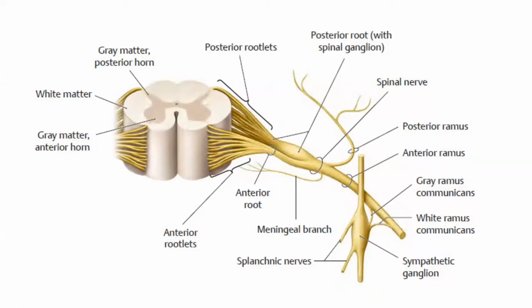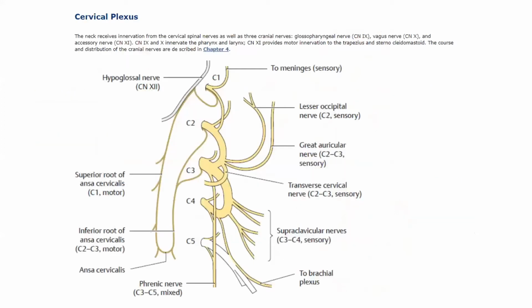So the only segments of the spinal cord where the spinal nerve respects the segmental organization are T2 to T12, which form the intercostal nerves as the anterior branch of the spinal nerves. The first plexus that I'm going to discuss is the cervical plexus.